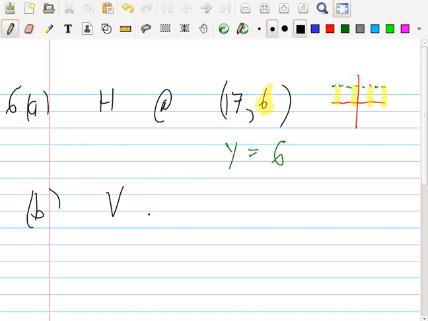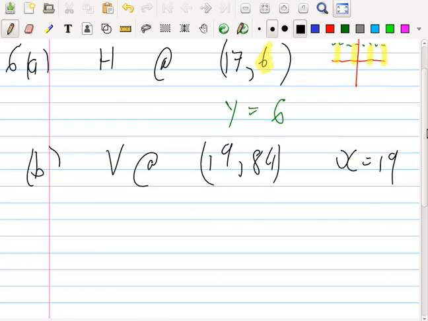So like vertical at 1984, that would be 19. x equals 19. Now the x is not changing, because it's vertical. We don't do anything, we just write it down. You're right, you don't do anything, you just write it down. And that's it. Okay? Alright.